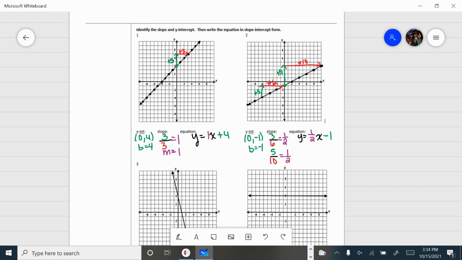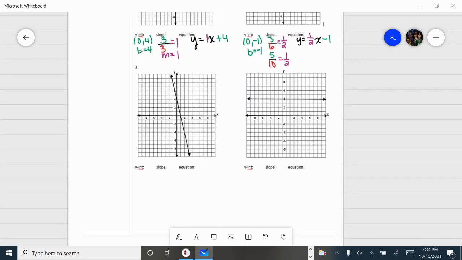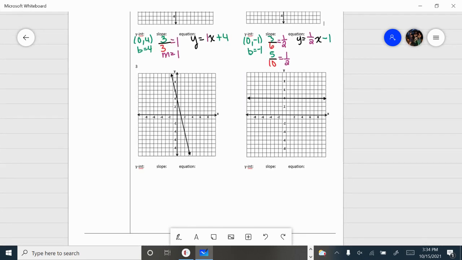All right. We have 2 more examples to look at. So for example 3, this one should be a negative slope. It's going down. As our x values get bigger, our y values are getting smaller. So this is a negative slope. Again, we still want to identify our y-intercept first. So it's at (0, 4). There's my y-intercept there at 4.